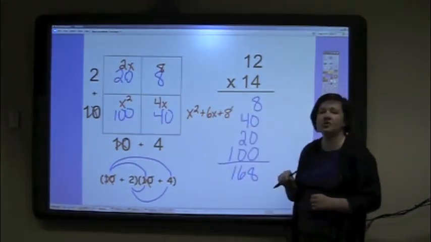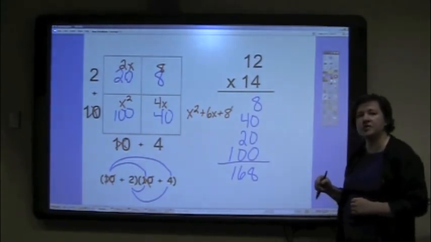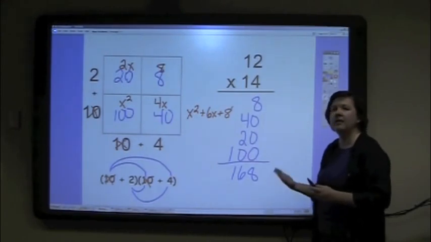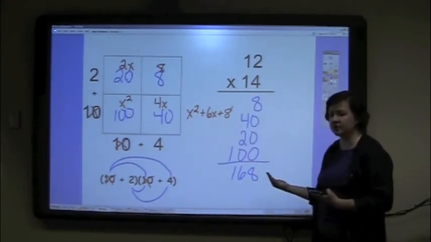I'm not going to teach kids the algebra part when I am first teaching them to multiply, but it's powerful that I'm teaching them a model that will carry them all the way through to an algebra class.